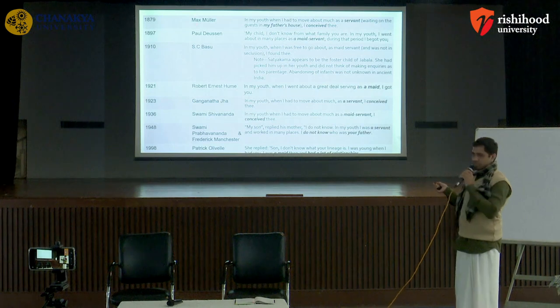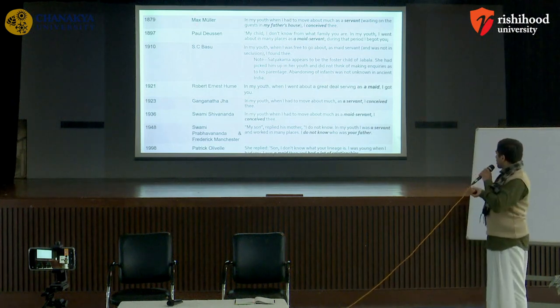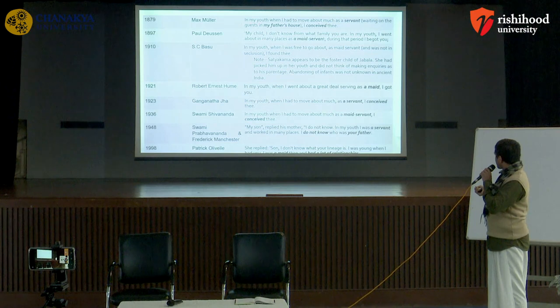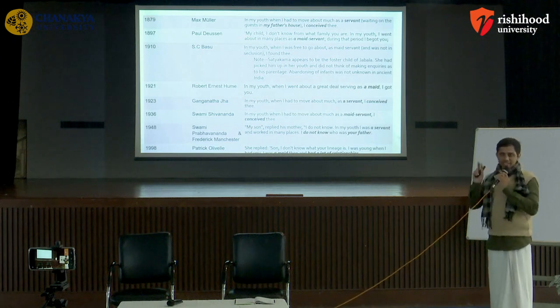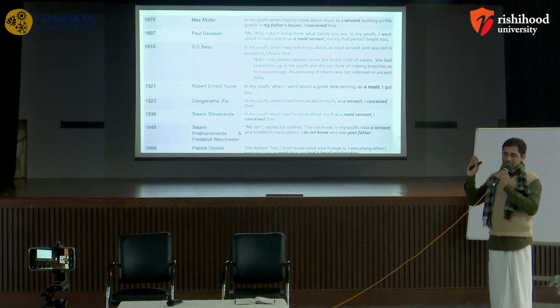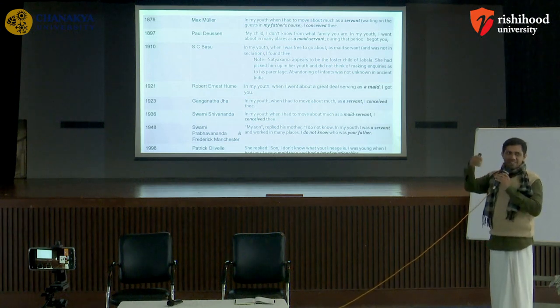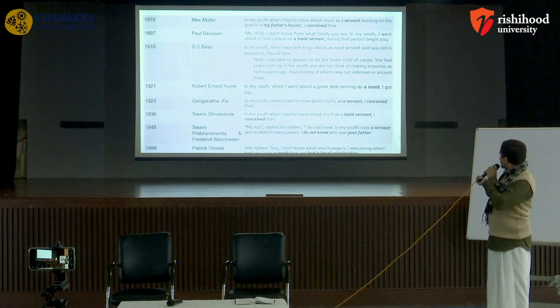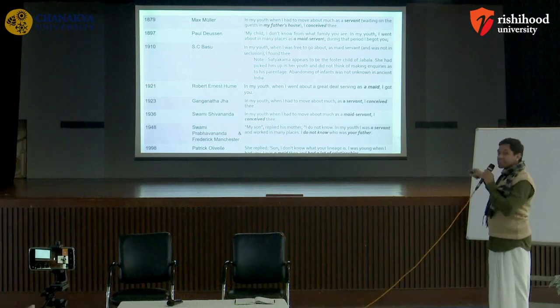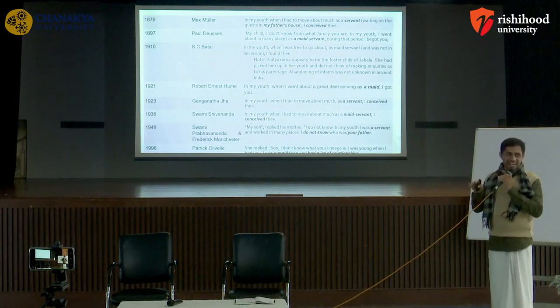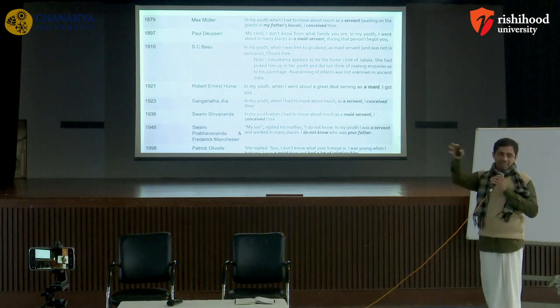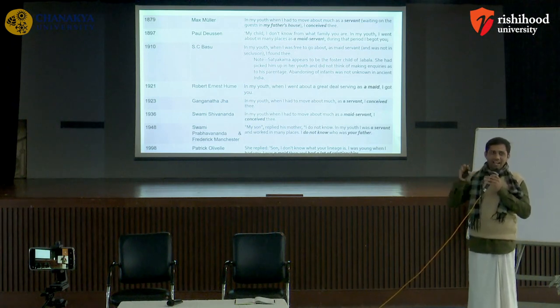See, it begins with Max Müller. In 1879, he translates it: "In my youth, when I had to move about much as a servant, waiting on the guests in my father's house, I conceived thee." So he changed it. Instead of saying she was in her husband's house, he says, waiting on the guests in my father's house, I was a servant. I was serving many people around, and while serving many people, I got you.